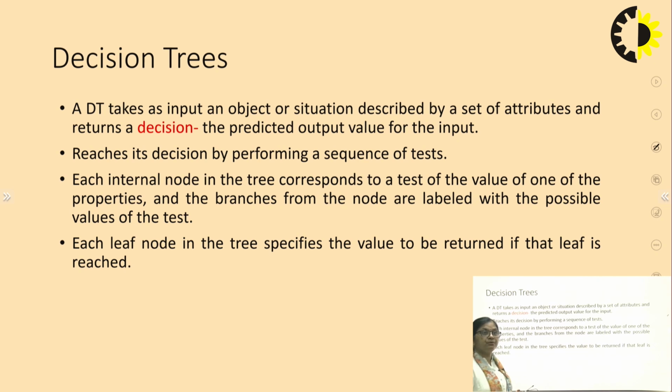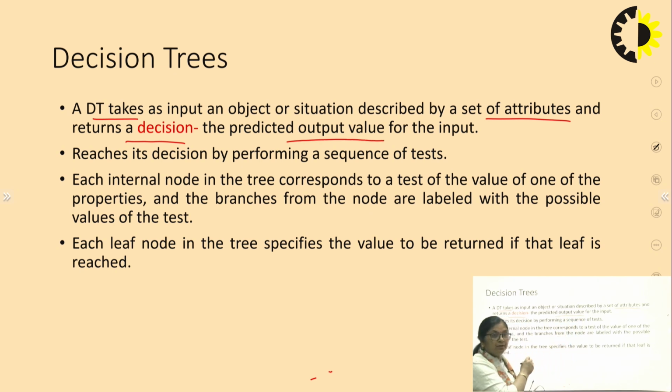So what is a decision tree? It returns a decision and it forms a tree. A decision tree takes as input an object or situation which is described by a set of attributes. Now what are these set of attributes? These are our inputs. We have inputs, and for those input attribute values we will have an output, that is our decision. So it takes as input the situation described by a set of attributes and it returns a decision, that is the predicted output value.